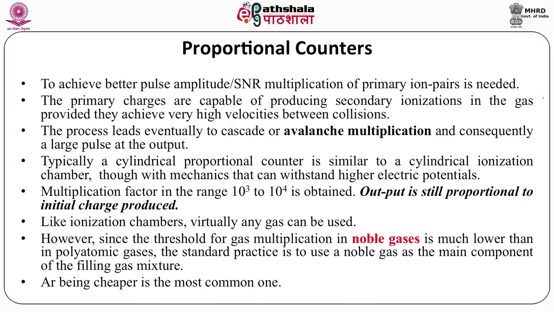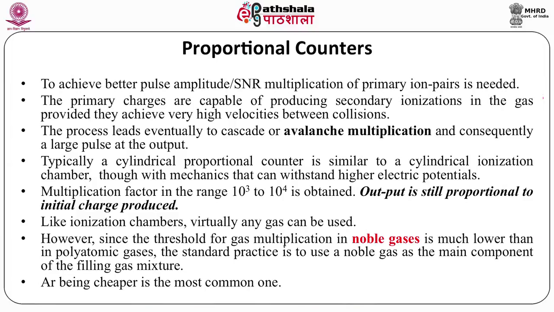The process leads eventually to, as you keep increasing the voltage, the primary ions produced by the ionizing radiation starting to produce secondary ionization. And as a result, eventually it leads to cascade or avalanche multiplication, and consequently a large pulse at the output. Large pulse of what? Current pulse or charge pulse? Okay. Typically, a cylindrical proportional counter is similar to a cylindrical ion chamber, though with mechanics that can withstand higher electrical potential.